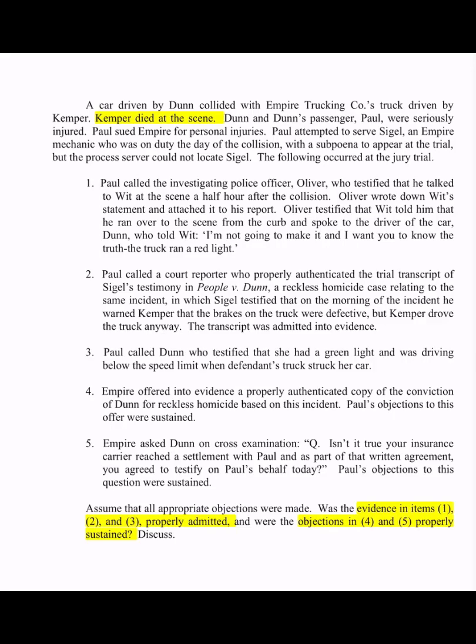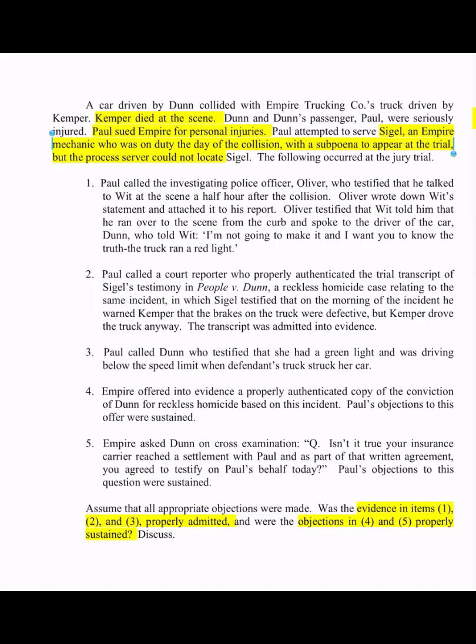Dunn and Dunn's passenger, Paul, were seriously injured. Paul sued Empire for personal injuries, and there it is. It's a civil case. We have at least one unavailable witness. Paul attempted to serve Siegel, an Empire mechanic who was on duty on the day of the collision, with a subpoena to appear at the trial, but the process server could not locate Siegel.